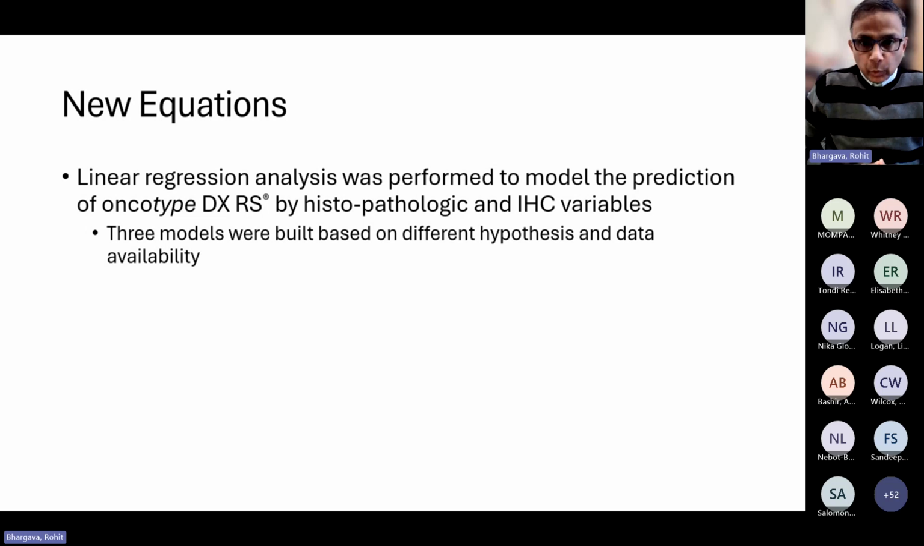And we wanted to improve further on the Magee equations that were originally published. So we again did the linear regression analysis to model the prediction of Oncotype DX recurrence score by histopathologic and IHC variables. Three different models were built that were based on different hypotheses and data availability.